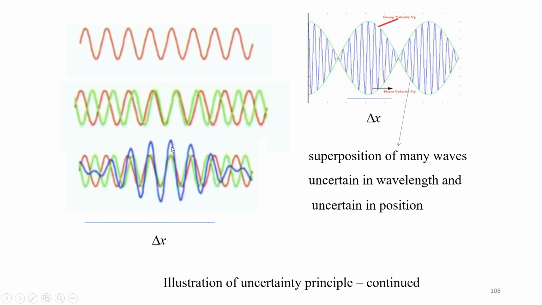So where the particle is present, we have maximum amplitude. Where the particle is absent, we have minimum amplitude. And this is called our del x, the spread in position. And this is nothing but your wave packet, a superposition of many waves. The envelope is nothing but the group velocity, which is the particle velocity, but the waves inside are nothing but the phase velocity. So there is an uncertainty in wavelength as well as uncertainty in position. This is another illustration of the uncertainty principle.